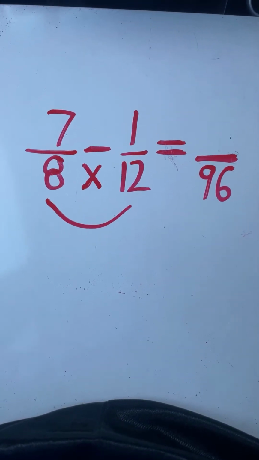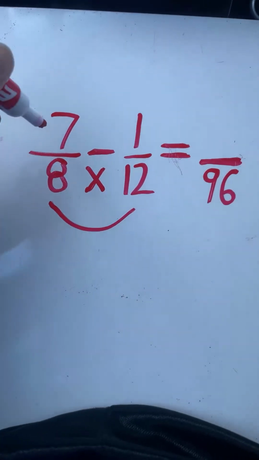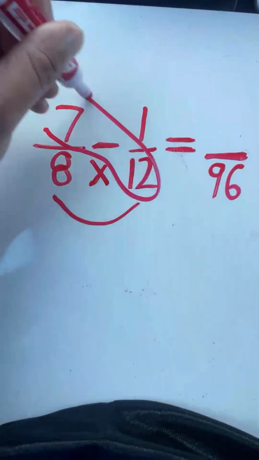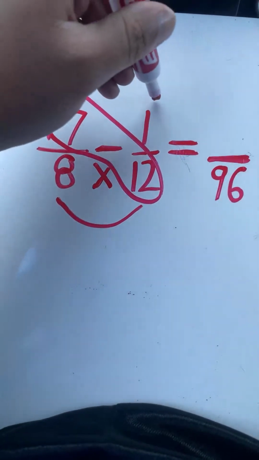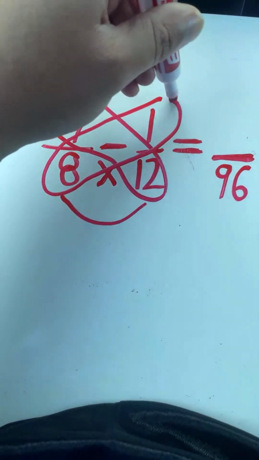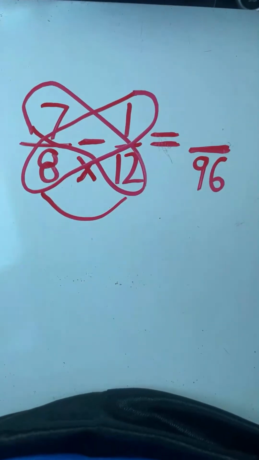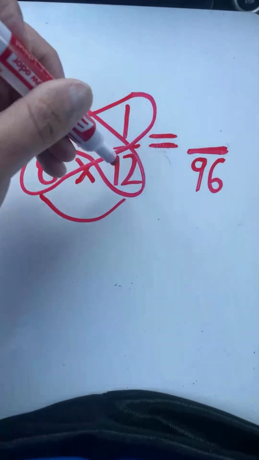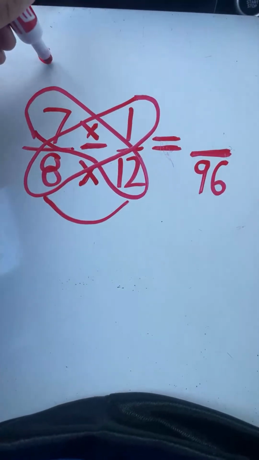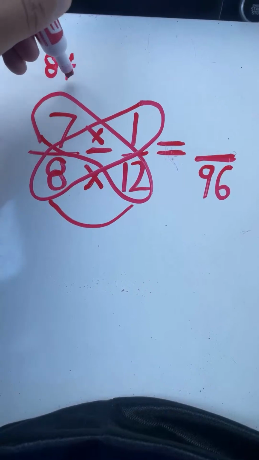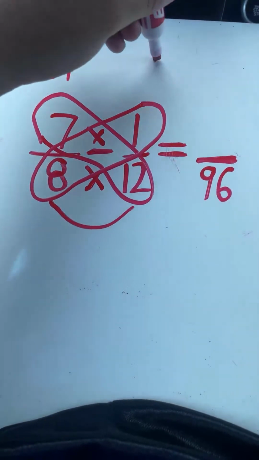Next, we have to multiply each numerator by the opposite denominator. So we're going to multiply 7 times 12, and we're going to multiply 8 times 1. 7 times 12 equals 84. 8 times 1 equals 8.